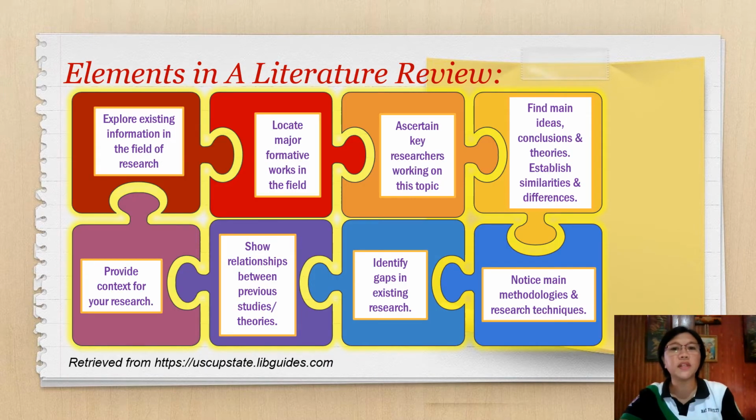There are other elements in a literature review. This is taken from other resources. First is to explore existing information in the field of research. Next is to locate major formative works in the field, ascertain key researchers working on its topic, find main ideas, conclusions, and theories, establish similarities and differences, notice main methodologies and research techniques.